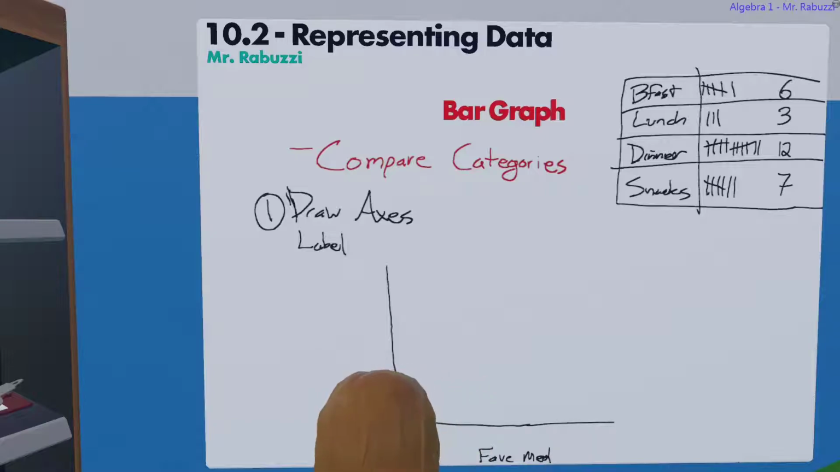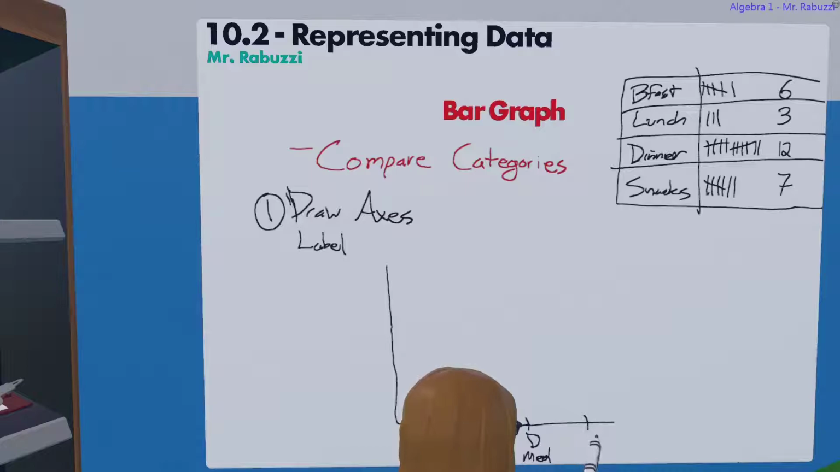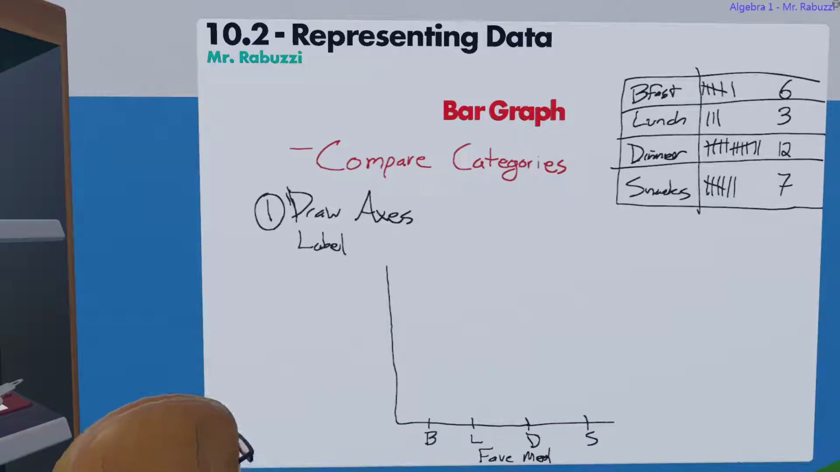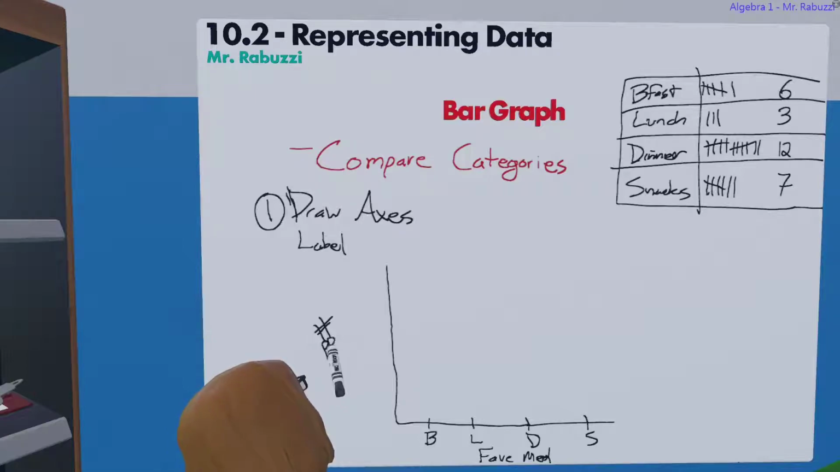And the question, the answers were, breakfast is B, lunch is L, D is dinner, S is snack. Okay? Breakfast, lunch, dinner, snack. What's your favorite meal? On the side, we would write number of people, right? So this also shows us the frequency.